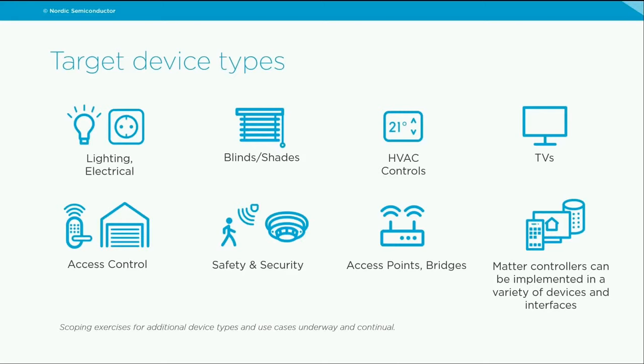garage door openers, and so on, in safety and security category, so occupancy sensors, door window sensors, smoke detectors, in access points, in bridges category, which also may overlap with the Matter controllers category, but can be implemented in a variety of devices and interfaces. So a Matter controller can run on a mobile device, on a smart speaker, or, for example, on a smart display.